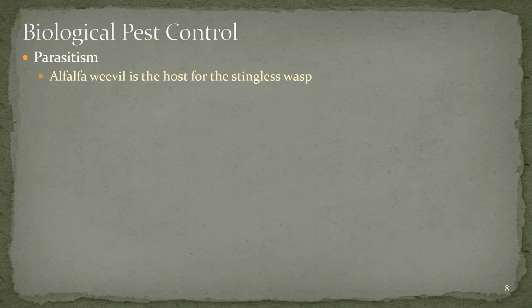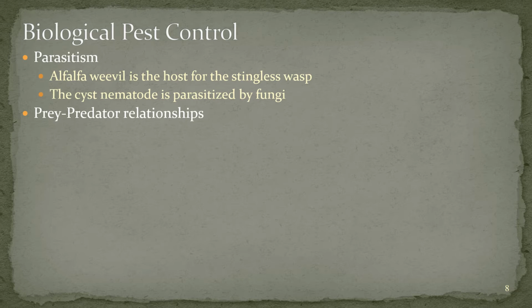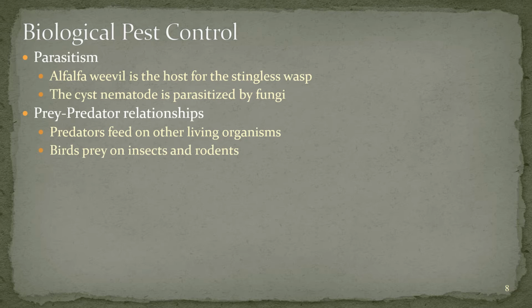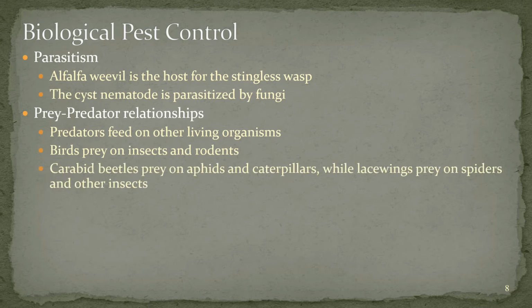Parasitism is something that is very useful in biological pest control. The alfalfa weevil is the host for the stingless wasp, for example. The cyst nematode is parasitized by fungi. We can also plan prey-predator relationships. Predators feed on other living organisms. Birds prey on insects and rodents, carabid beetles prey on aphids and caterpillars, while lacewings prey on spiders and other insects. So if you're having issues with any of these things, bring in the predator.